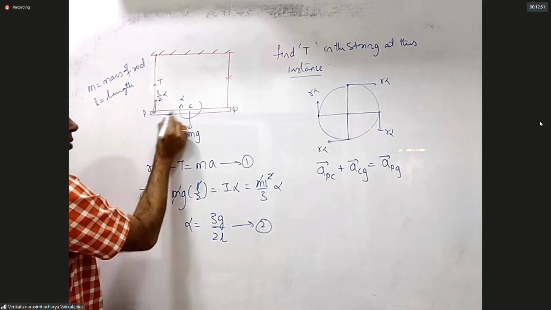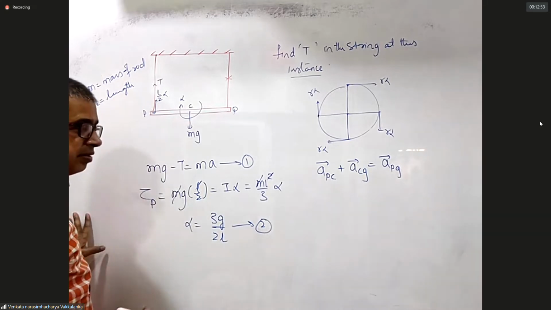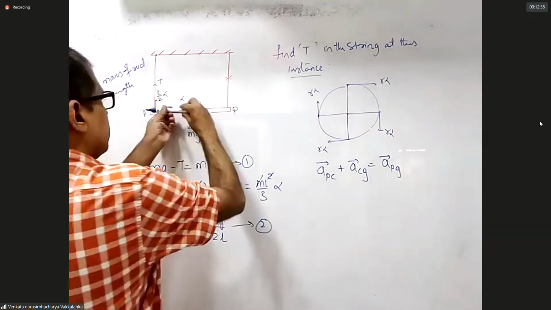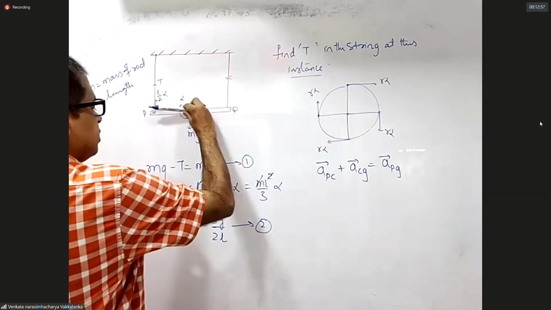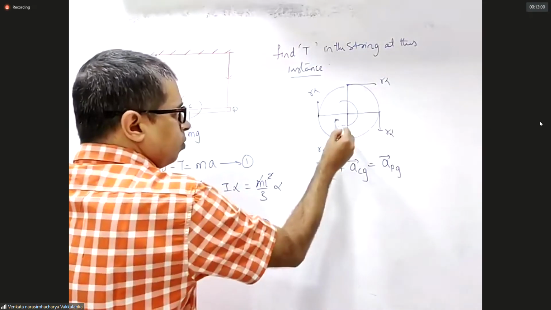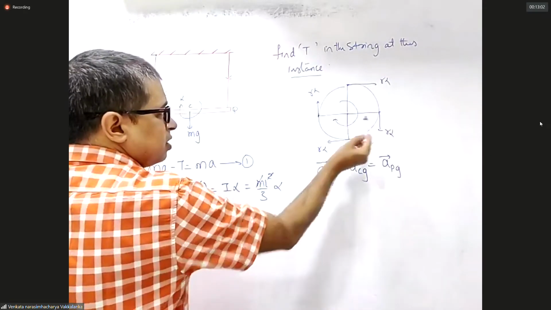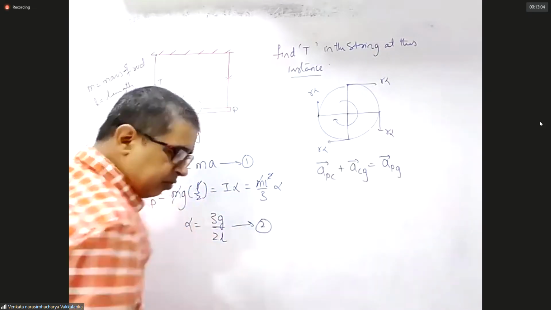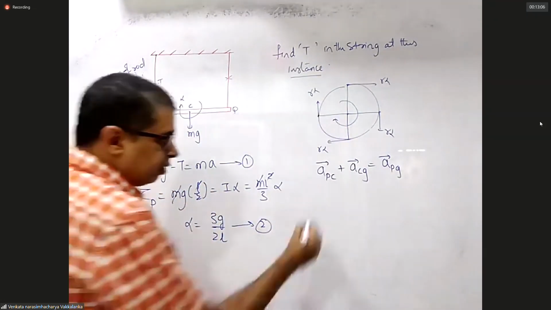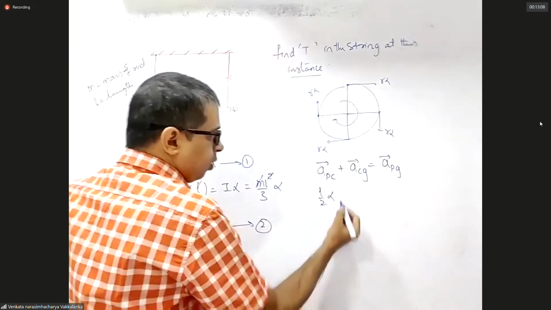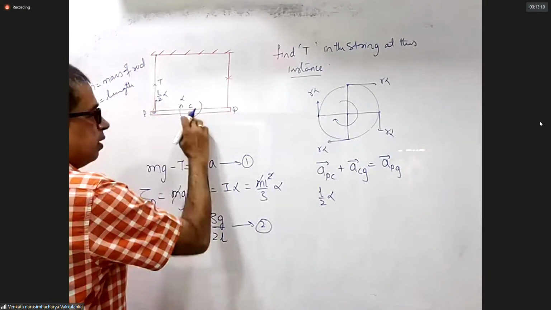R alpha is L by 2 alpha, upward direction. Why upwards? Because alpha is in the clockwise direction. Alpha here is clockwise, so R alpha will be upwards. If alpha was anti-clockwise, R alpha would have been downwards. So this will be L by 2 alpha upwards.